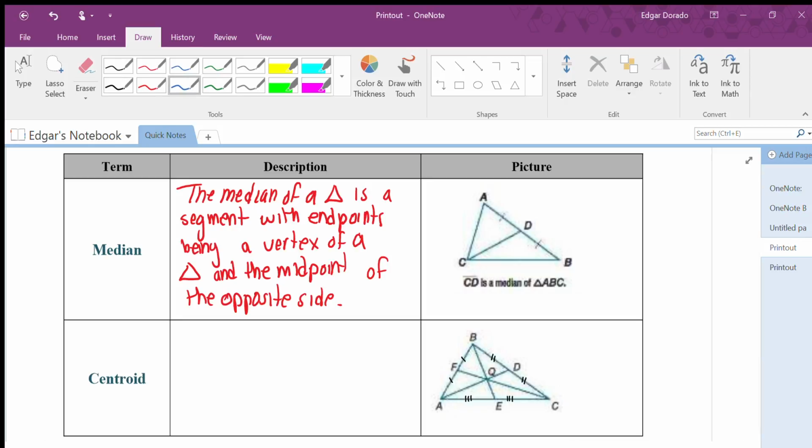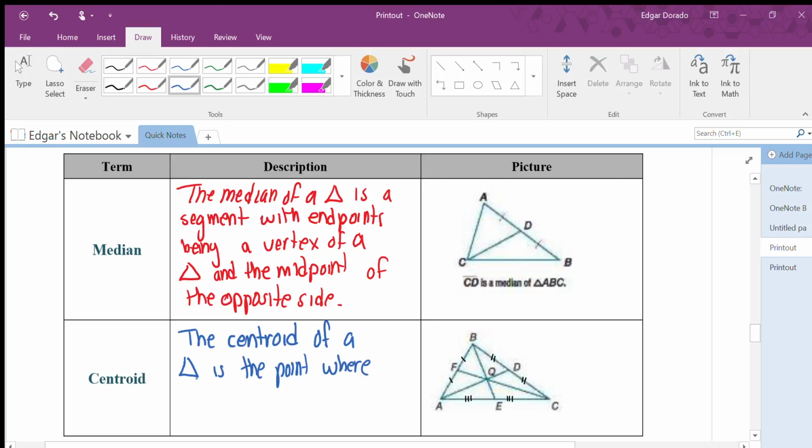Please write this down. The centroid of a triangle is the point where the three medians intersect.